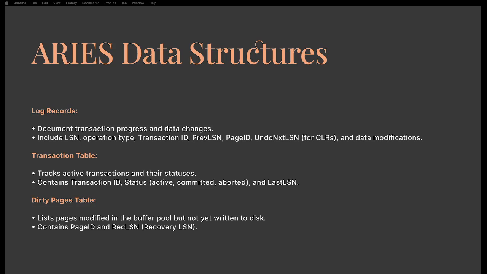The dirty page table monitors pages that have been modified but have not been saved yet to the disk, and it helps ARIES to identify what needs to be redone after the crash. Log records contain LSN, operation type, transaction ID, prev LSN, page ID, undo next LSN, and data modification, stuff like that. Transaction tables also contain transaction ID, status, and this status could be active, committed, aborted, and last LSN. This one I showed you in the figure before. The dirty page table contains page ID and rec LSN, which stands for recovery LSN.